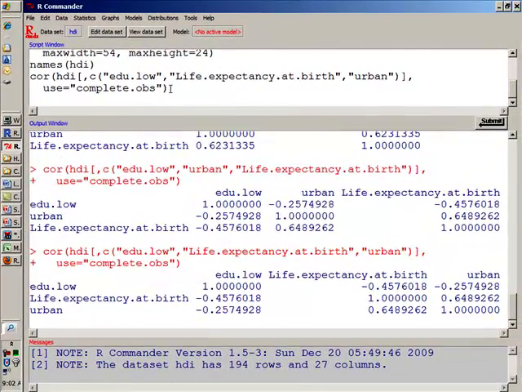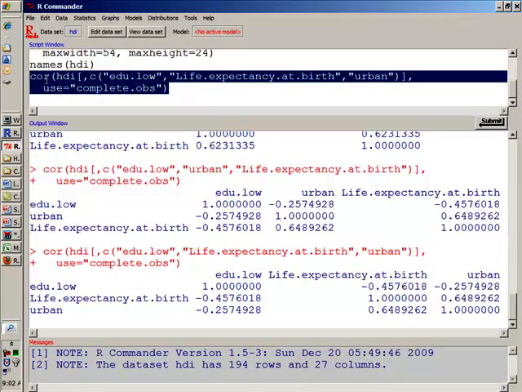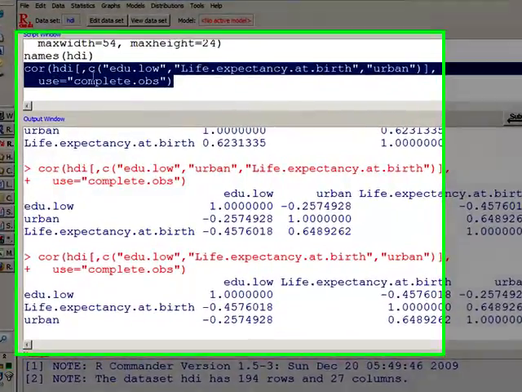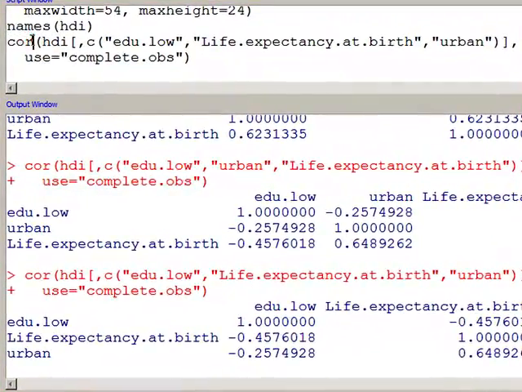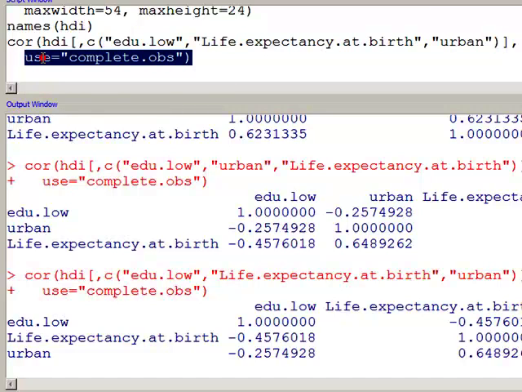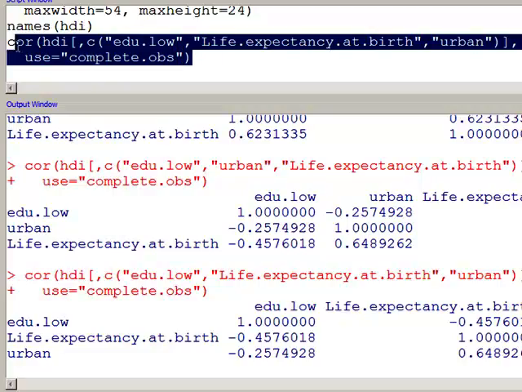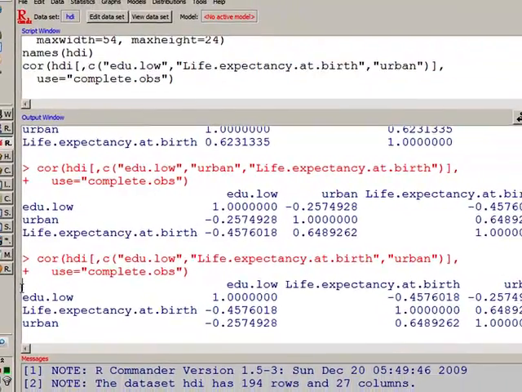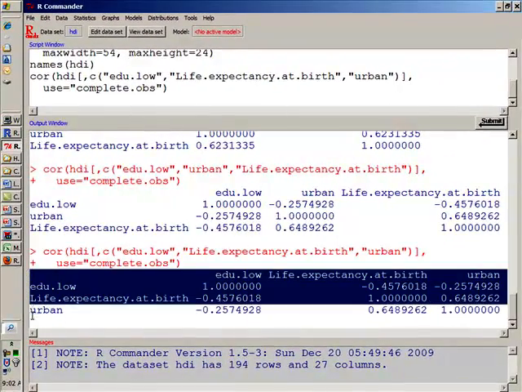And as soon as I press OK, let me first show you what I've got here. The software quickly produced this syntax, which is saying compute correlation from the dataset HDI, and then this command where the syntax is that it takes a comma and then puts three variables: education low, life expectancy at birth, and urban, into this syntax, and then another specific command which says use all observations, and this syntax generates the correlation matrix, which I will select in the output window here.